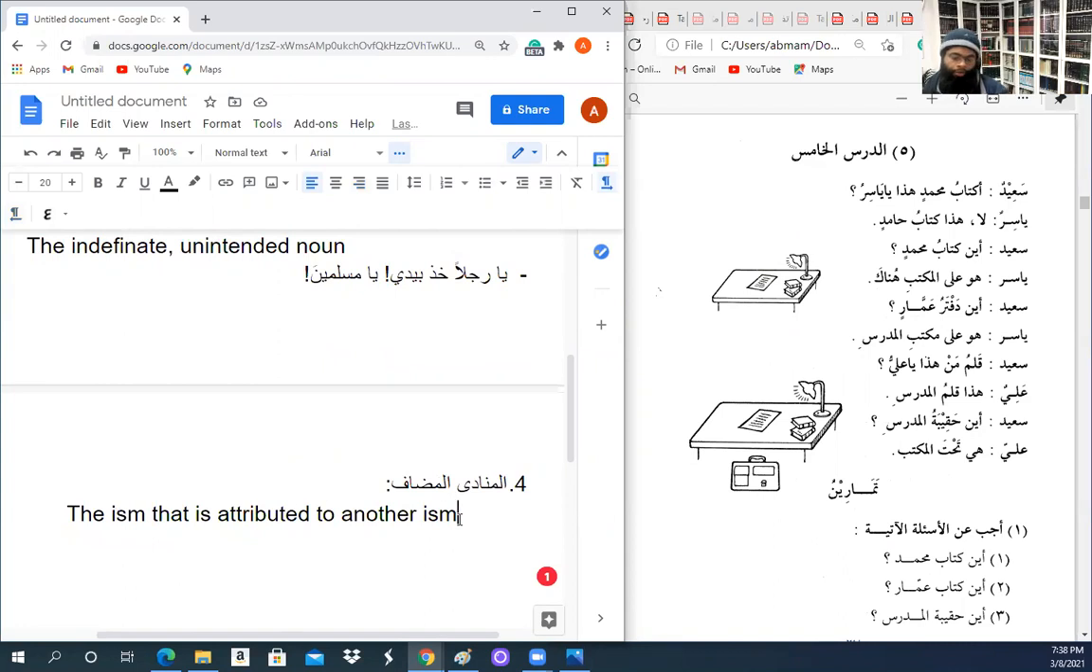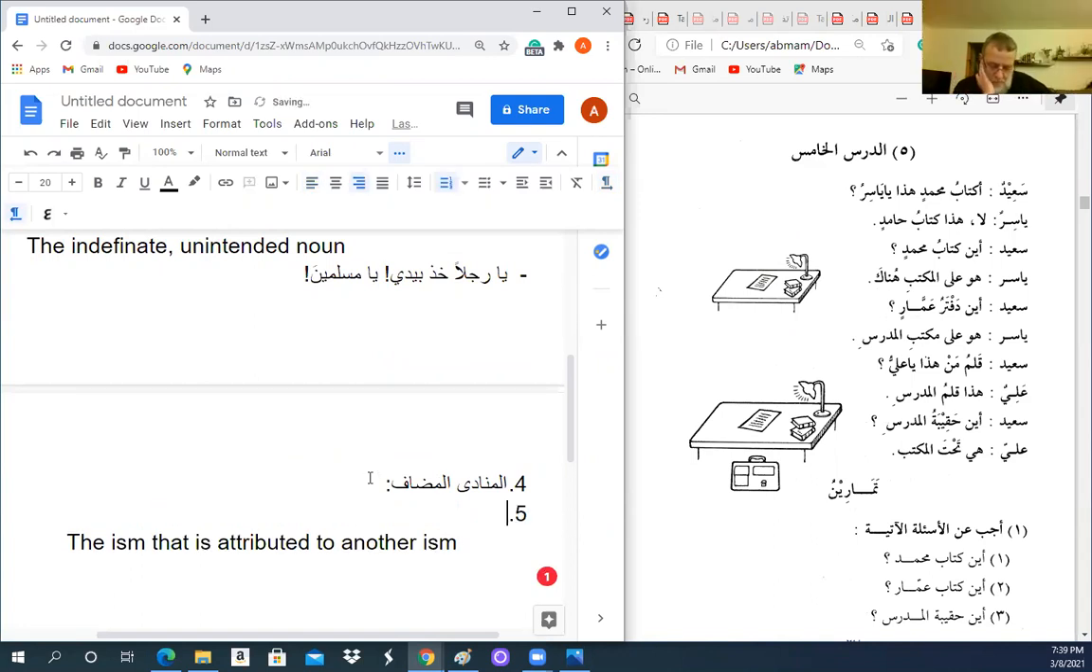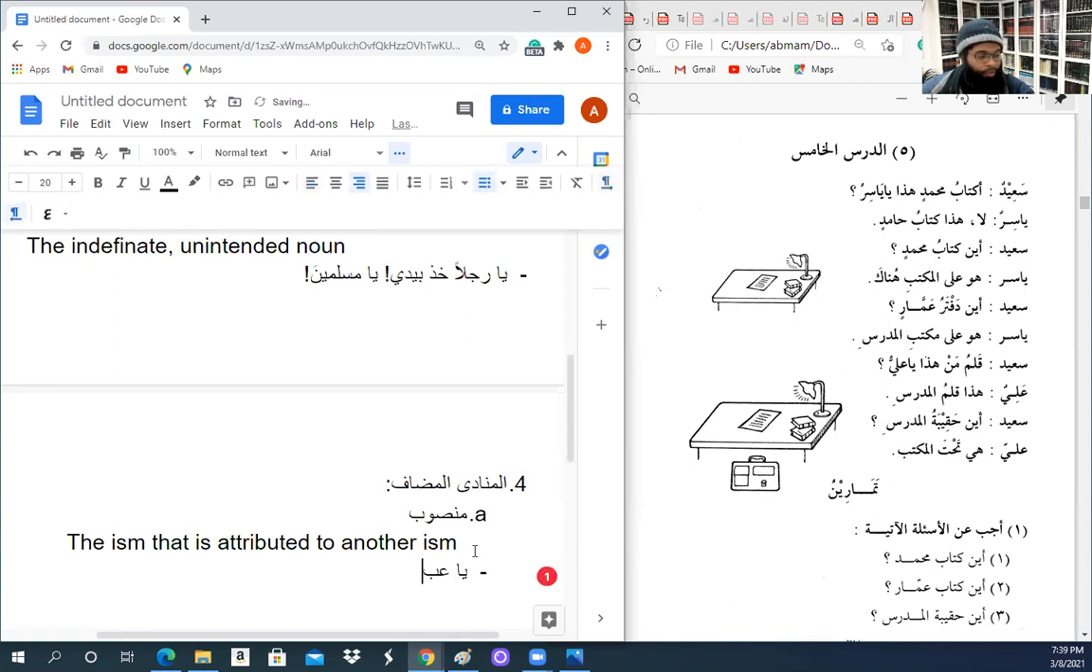منادى المضاف: an ism that is attributed to another. It's also mansub. This is why we don't say Ya Abu Muhammadin or Ya Abu Ismail, because Abu is marfu' and Abu here is mudaf. So look at Ya Abda Allahi. Ya Abdallahi has a fatha on the dal.